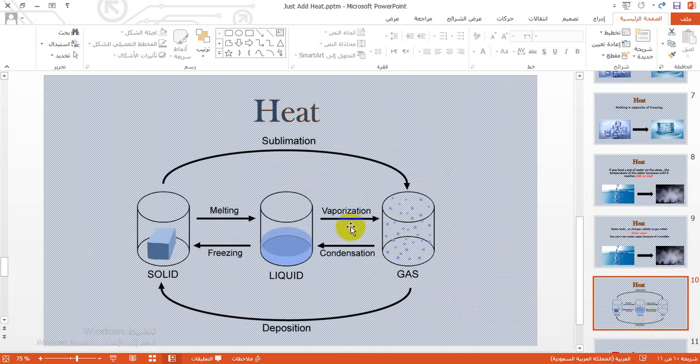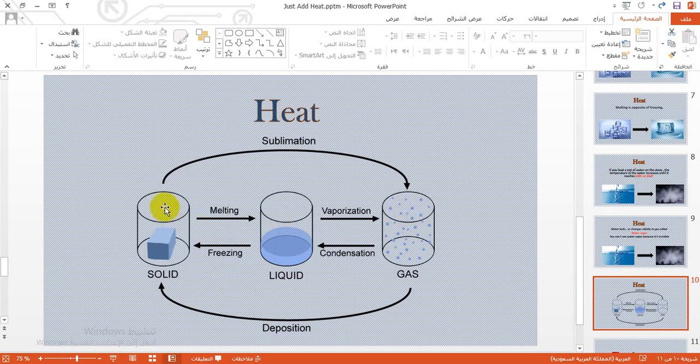Okay guys, here in this image I summarize the definitions of the states of matter: solid, liquid, gas. From solid to liquid is melting. From liquid to gas is what exactly? Evaporation, or vaporization. The change of state from liquid to gas is evaporation.